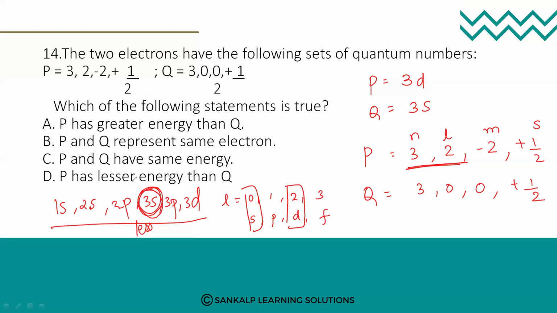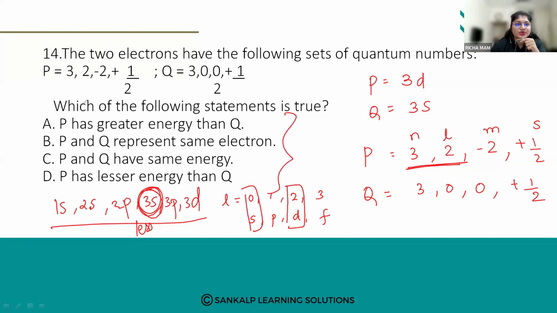Can you apply? Option A. P has greater energy than Q. Yes, everybody, is it correct? Option number A is correct. Sinchana has answered A. So if you see the four statements among this, the correct one is option number A, because when we see P and Q, 3d has greater energy than Q. So option number A is correct. I hope this is clear. Shall we go for the next one?